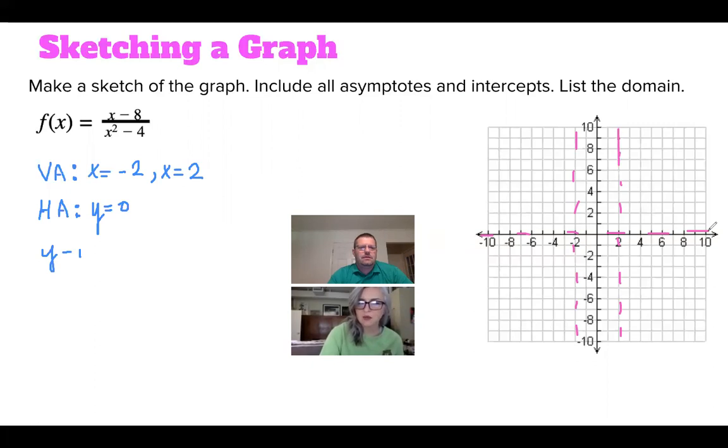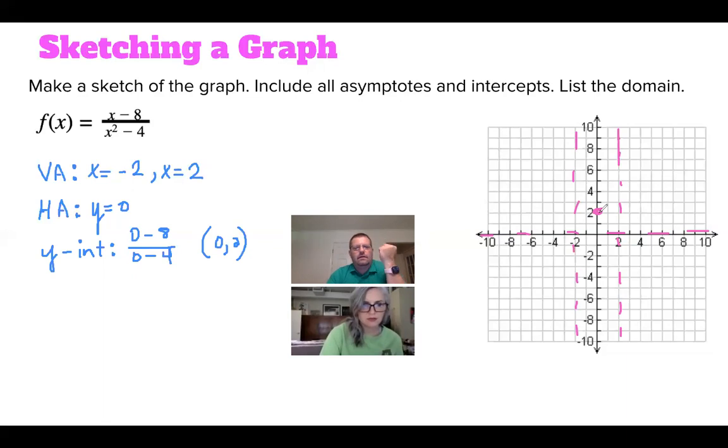So if I want to find a y-intercept, that means I'm going to make x 0. So I would just quickly do the math here. I would do 0 minus 8 over 0 minus 4. And that would be -8 divided by -4, which is +2. So we would have a y-intercept at (0, 2).